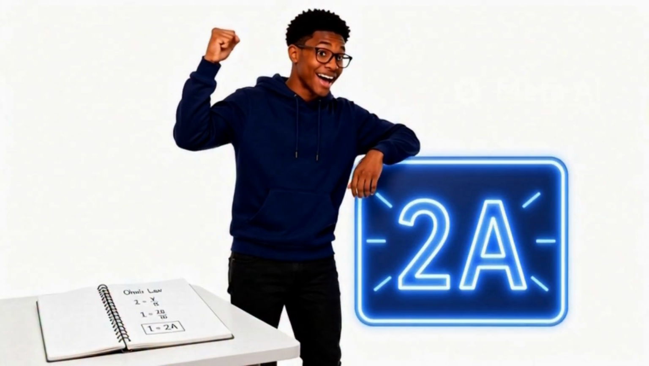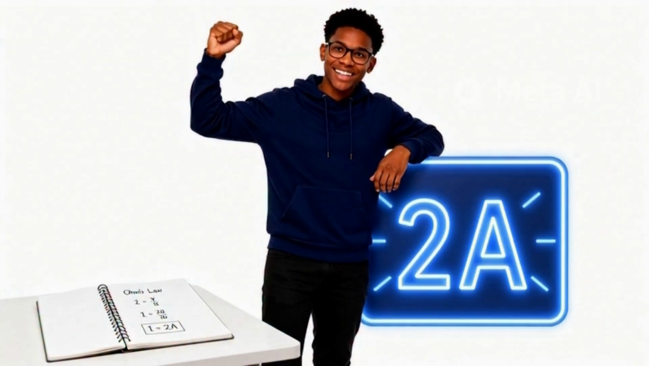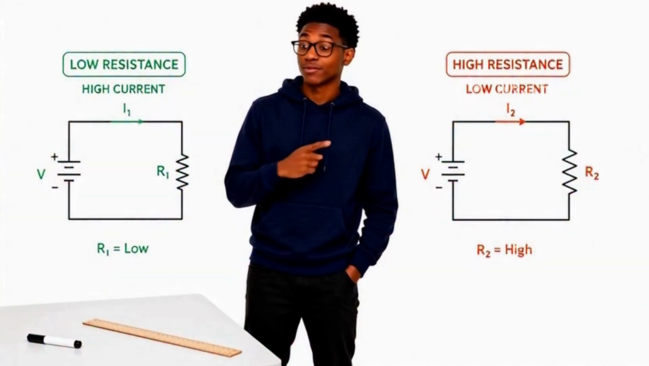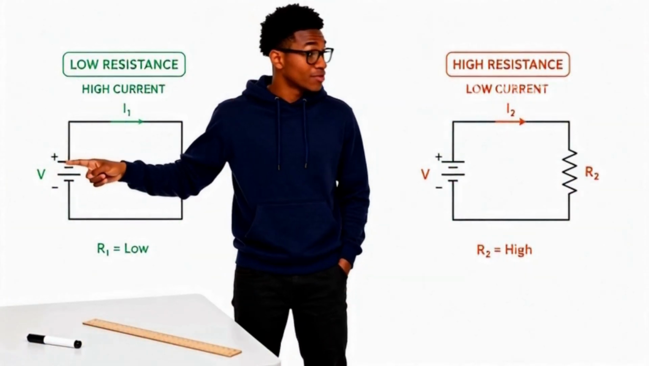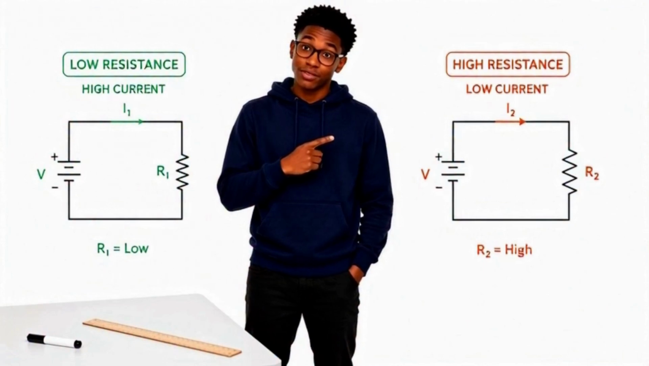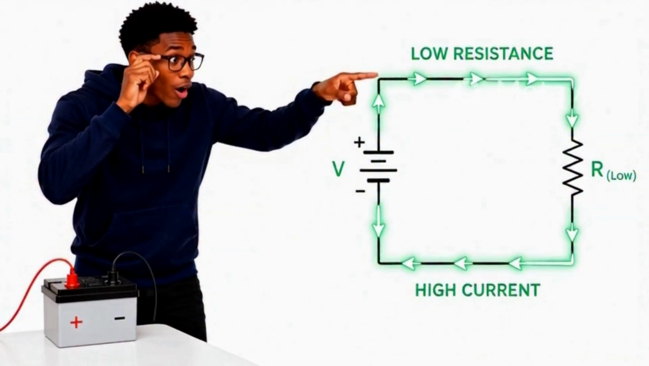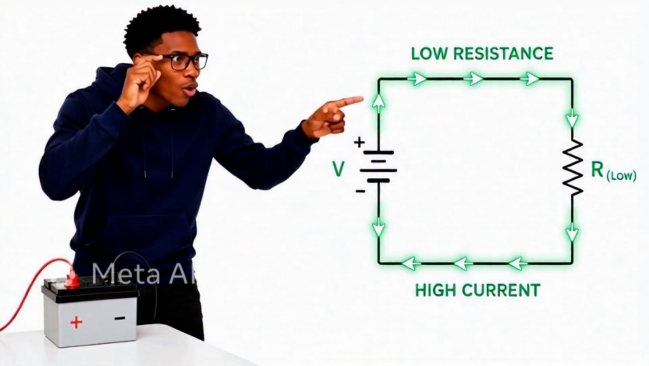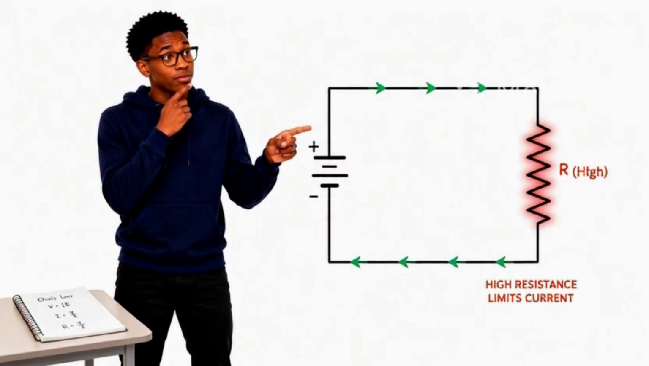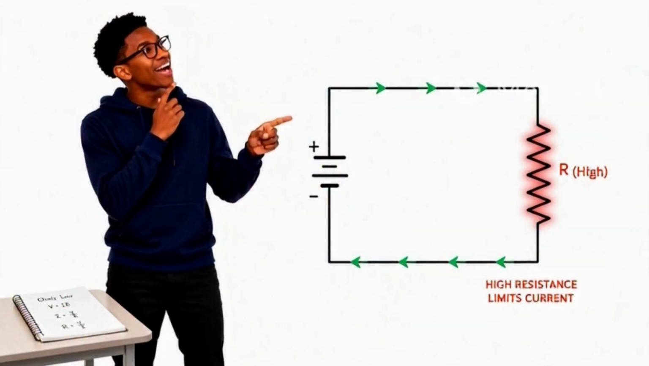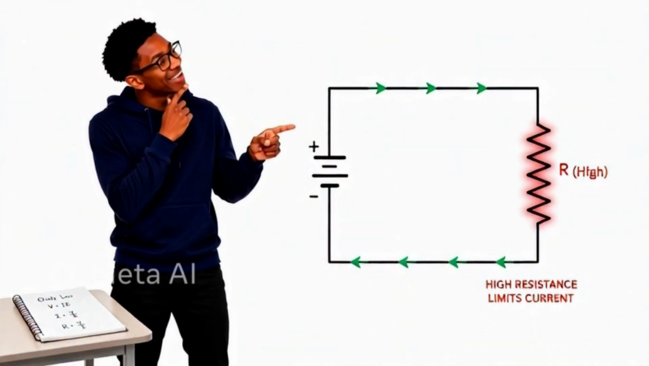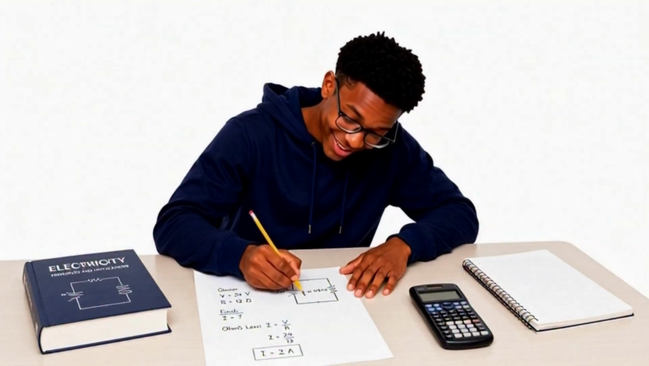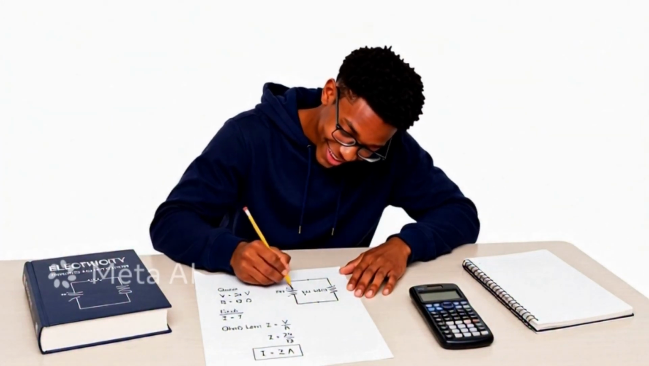The answer is 2 amperes. That means 2 units of current flow through the circuit every second. What happens if resistance changes? Ohm's law helps us predict the result quickly. When resistance is low, current can flow more easily. That's why the current becomes larger. When resistance increases, it becomes harder for current to flow. The current decreases. Engineers use Ohm's law to solve problems just like this every day. It makes circuit analysis much easier.